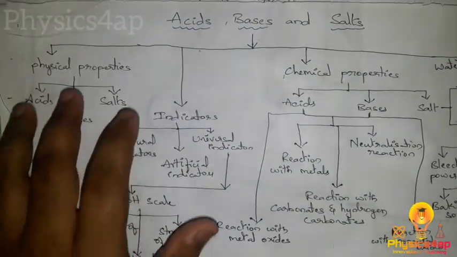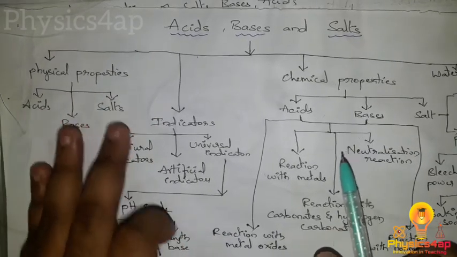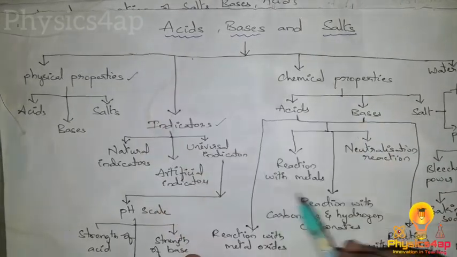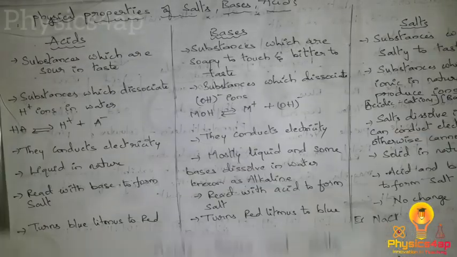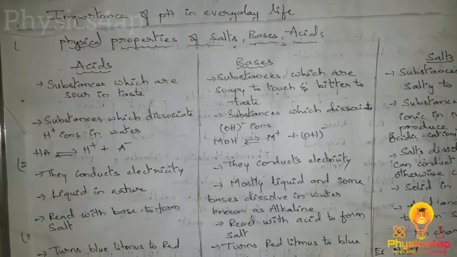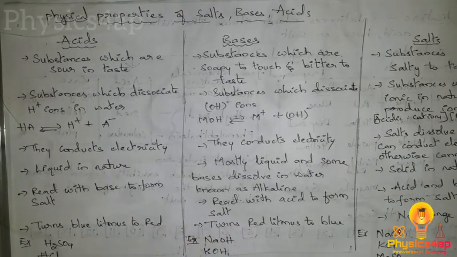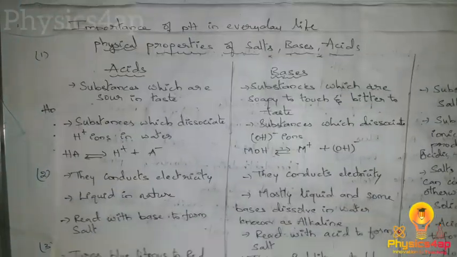And today we will be discussing the physical properties of acids, bases and salts, and also the indicators. So let's move to the physical properties. Here we have the physical properties of acids, bases and salts. Let us see what the physical properties of acids are first.